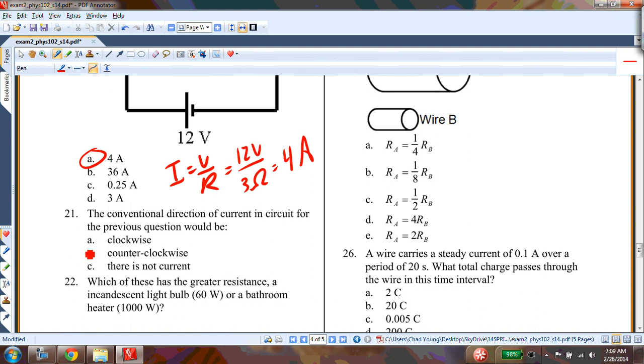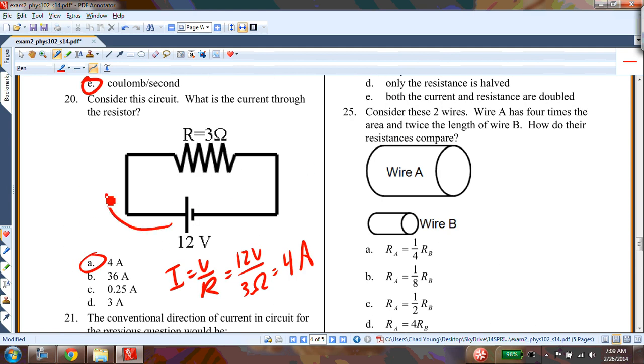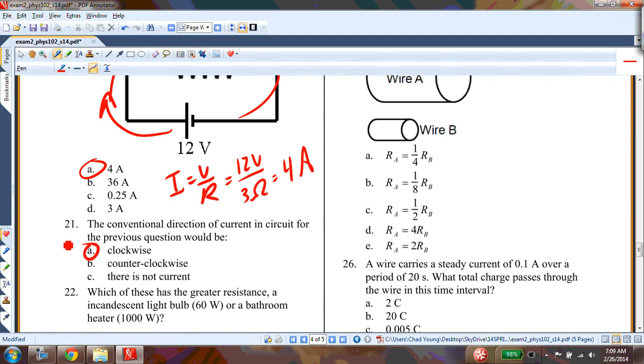Conventional direction of current in the previous question would be what? Okay, well, it comes off the positive side of the battery and goes in this direction. That is clockwise for 21.